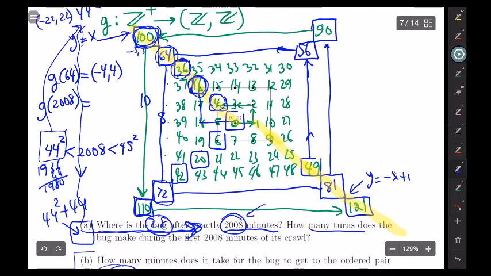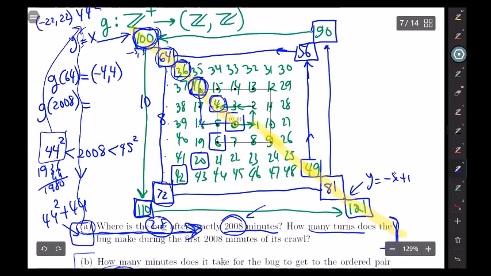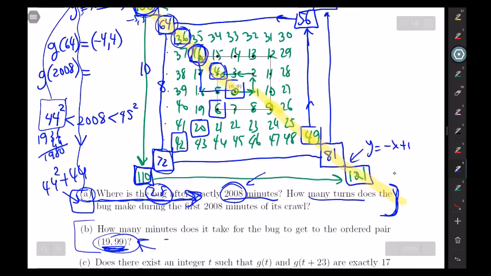Wait, we didn't do the turn. No, I'm going back to A. I'm just showing the question B. If you already know how to solve A, you don't have to listen to me. Just tell me how many minutes until we reach 1999.